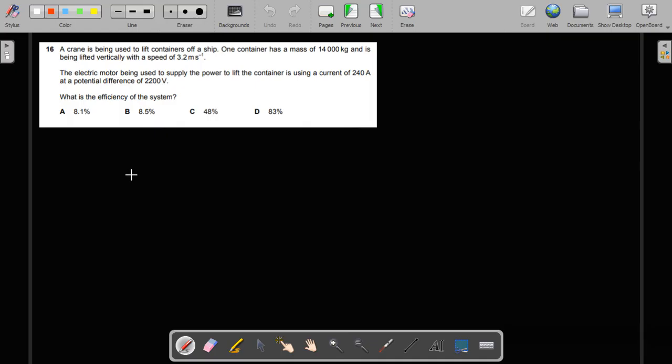Okay, first of all, we should find useful power. You know that moving power formula is F times V. So P equals, instead of F, you can write mg. So 14,000 times 9.81 times 3.2. So this is the useful power.